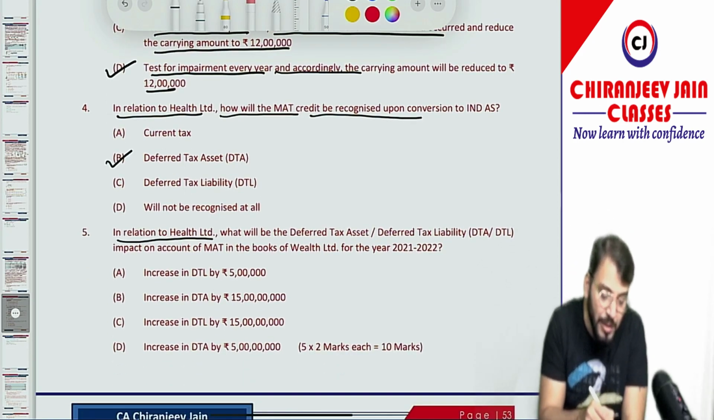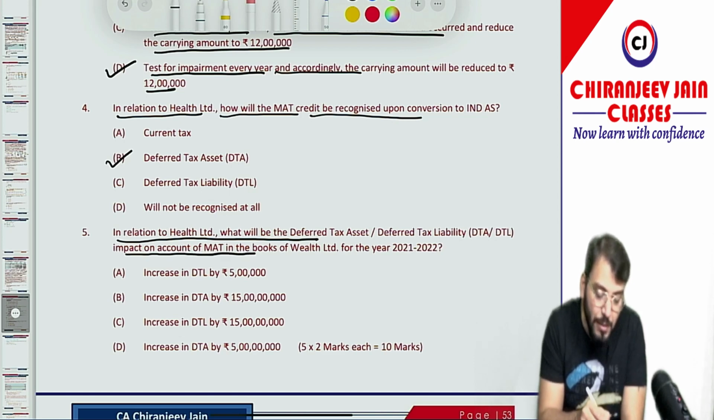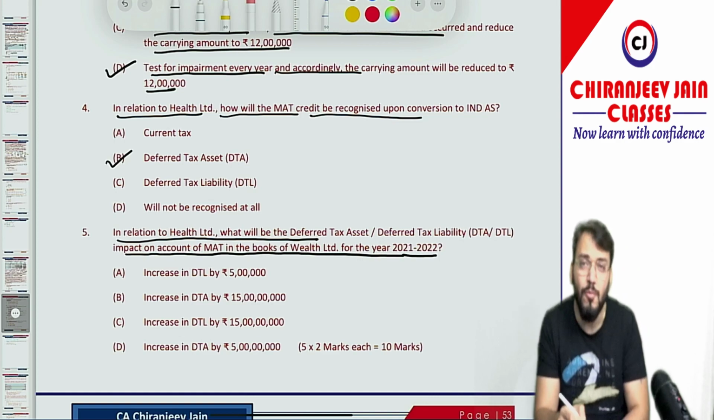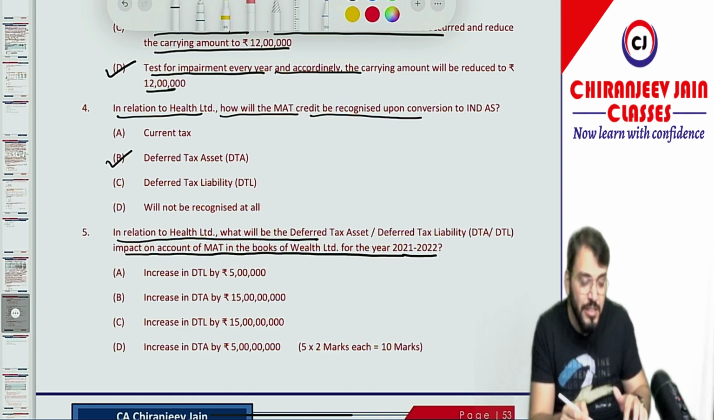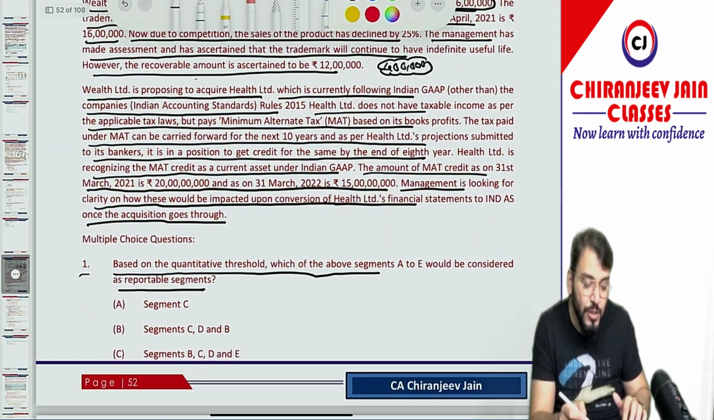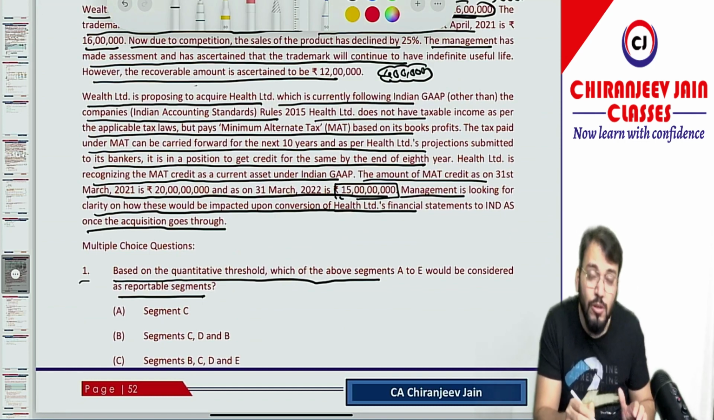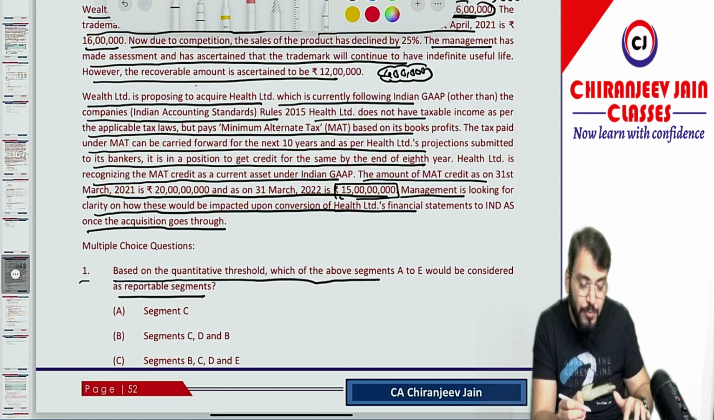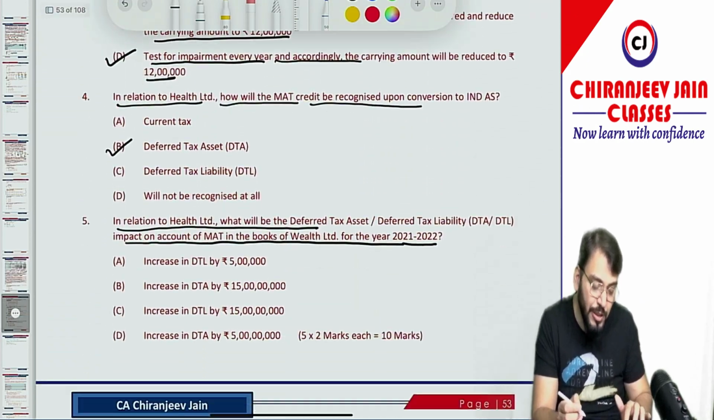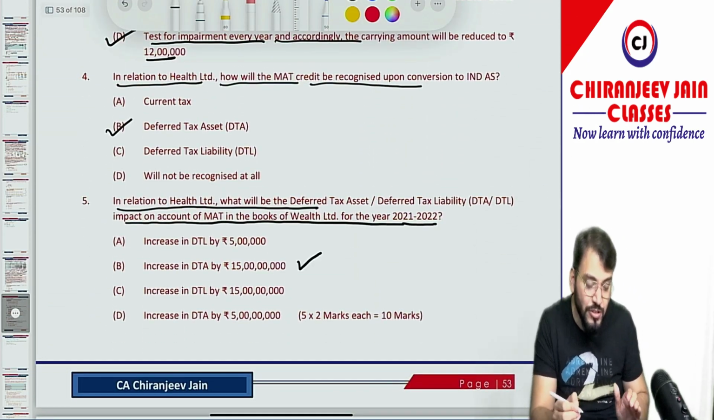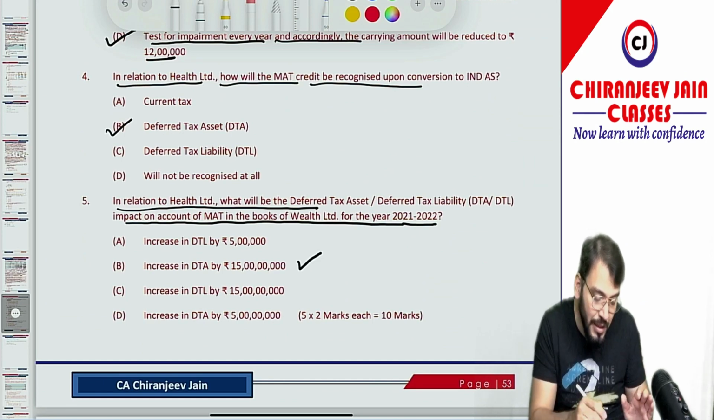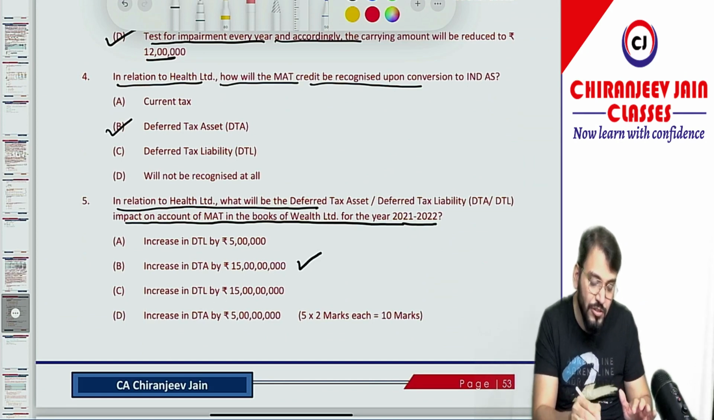In relation to Health Limited, what will be the DTA or DTL impact on account of MAT in the books of Wealth Limited for the year 2021-2022? So of course for this year we will recognize DTA to the extent of how much? To the extent of the MAT credit. This is the MAT credit, 15 crore. It means DTA will increase by 15 crore. This is the correct answer. Increase DTA by 15 crore. So this is the only correct answer.